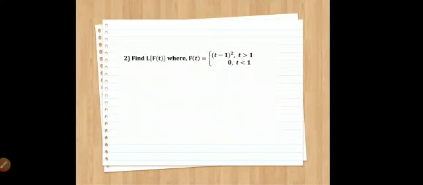Find the Laplace transform of capital F of t, where capital F of t is equal to (t minus 1) whole square if t is greater than 1, and it is equal to 0 if t is less than 1. The solution is the same as in the previous first example. F of t minus a, that is the standard form.